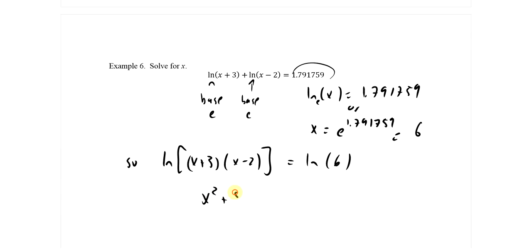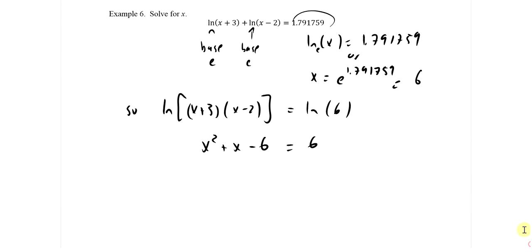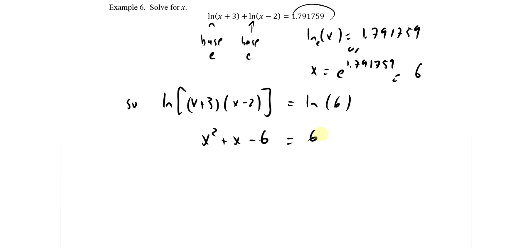x squared plus 5x, oops, not plus 5x, sorry, plus x minus 6. If you FOIL this out, you get 3x minus 2x, which is my plus x, equals 6. Subtract 6 from both sides, because if we're going to solve a quadratic, we need a 0. x squared plus x minus 12 equals 0. This we can factor.